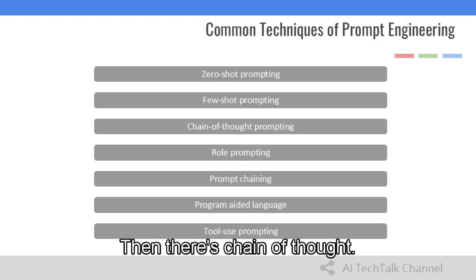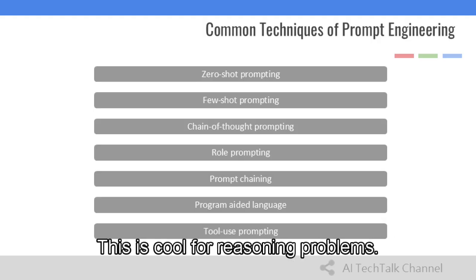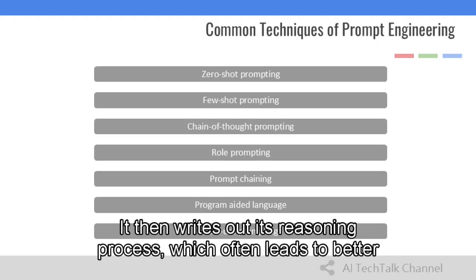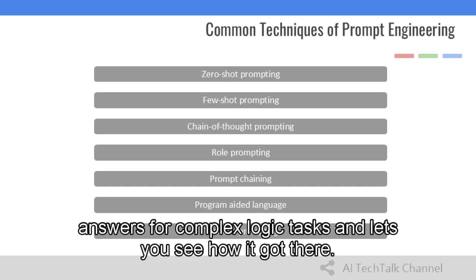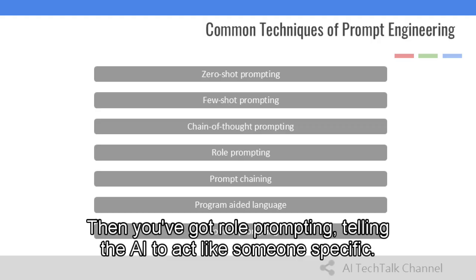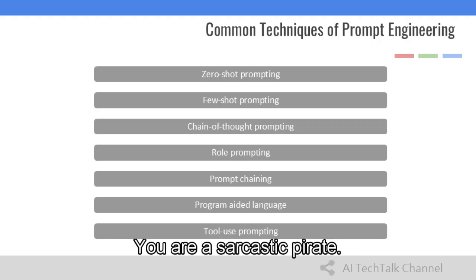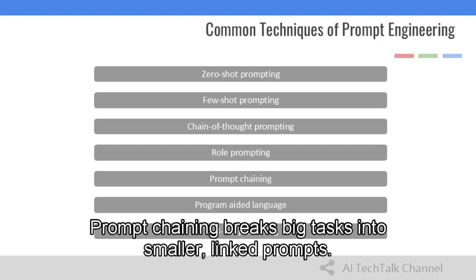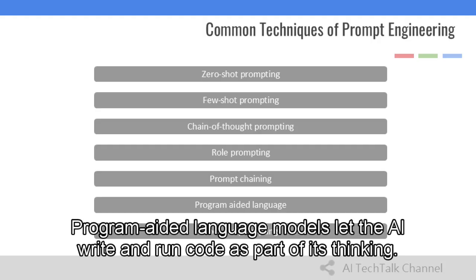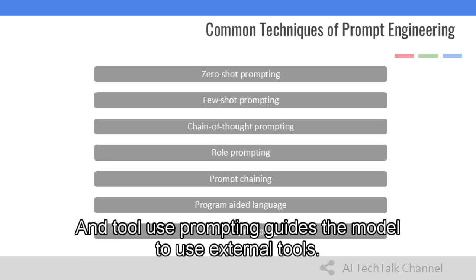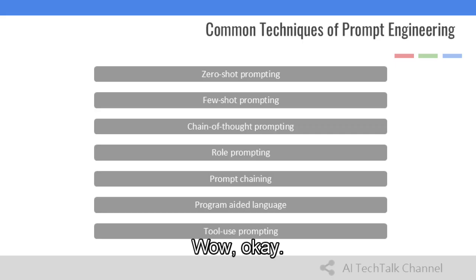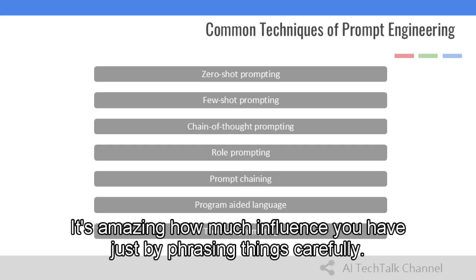Exactly. Then there's chain of thought. This is cool for reasoning problems. You tell the model to think step by step. It then writes out its reasoning process, which often leads to better answers for complex logic tasks and lets you see how it got there. That transparency seems useful. Very. Then you've got role prompting, telling the AI to act like someone specific. You are a sarcastic pirate. Oh, okay. Prompt chaining breaks big tasks into smaller, linked prompts. Program-aided language models let the AI write and run code as part of its thinking. And tool use prompting guides the model to use external tools, like a calculator or a search engine. Wow, okay. It's amazing how much influence we have just by phrasing things carefully.